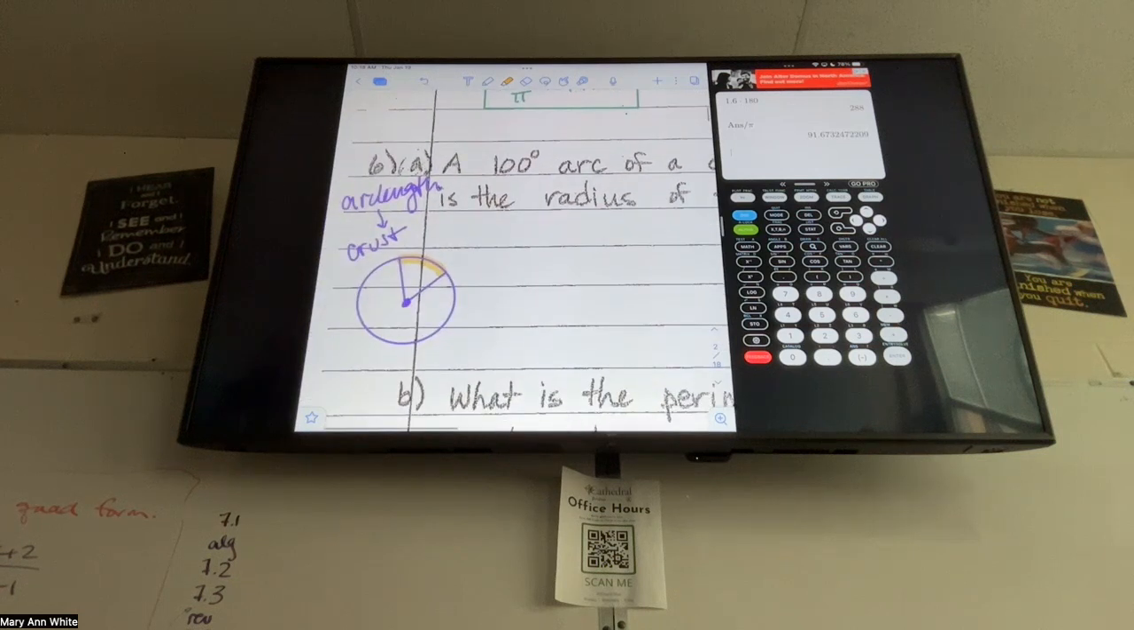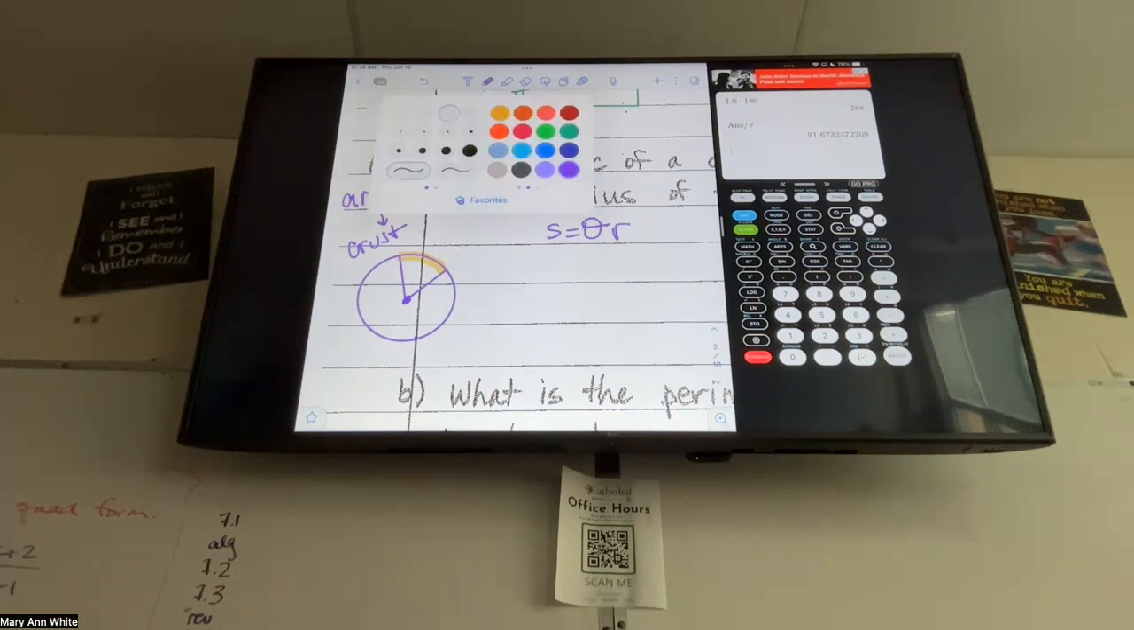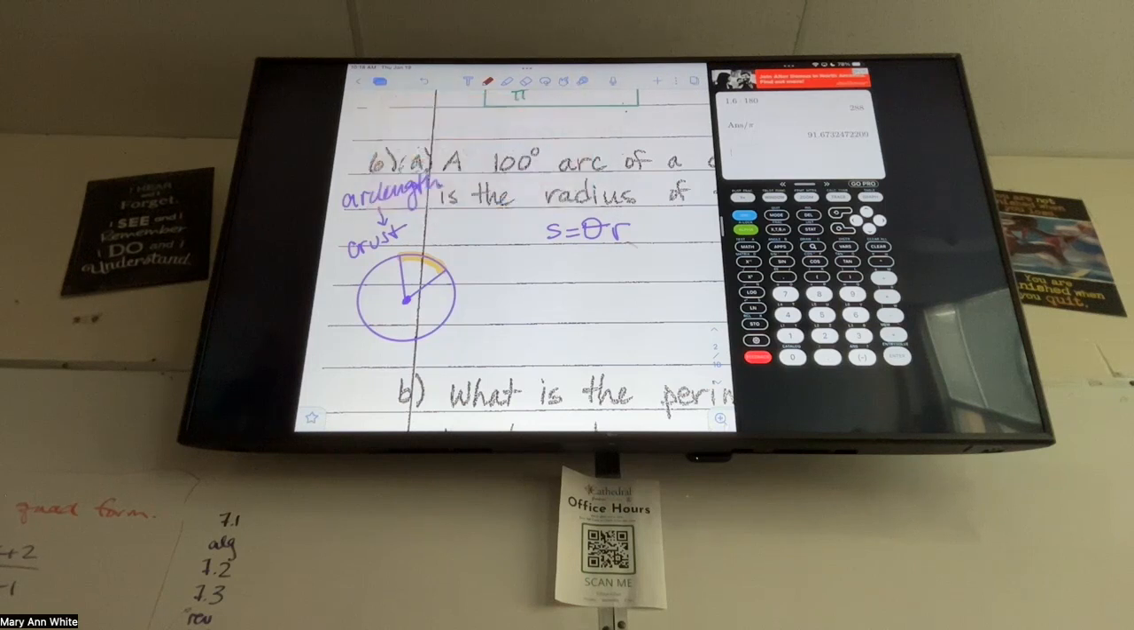My arc length formula looks like this. It's S equals theta R. S equals theta R. Now, the easiest variable there is R. What do you think R stands for? Radius. Very good. Do you remember what theta symbolizes?